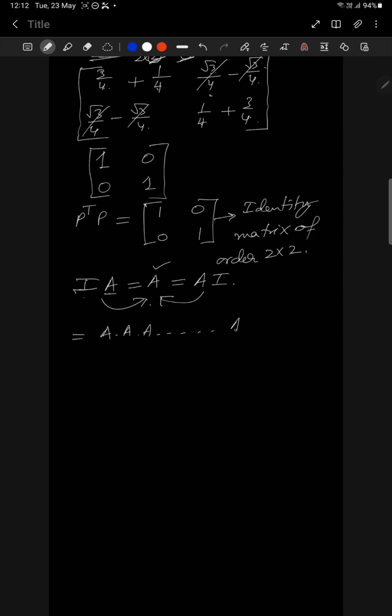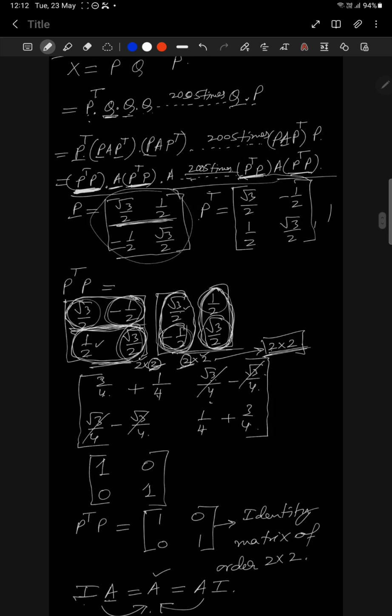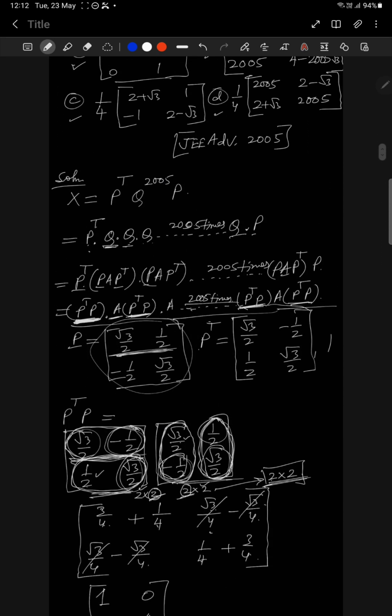How many times? It will be 2005 times. Till this point I hope you can understand what I have written. Now that means, this was nothing but capital X. You try to recall that we have started from x is equal to this thing, and this was equal to this.